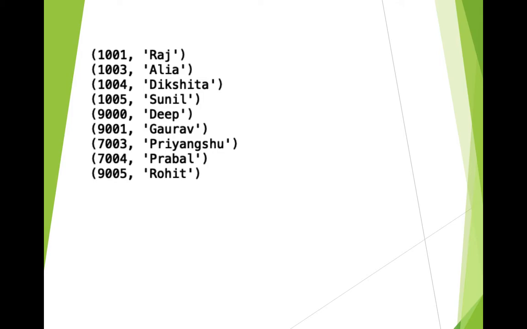Why is it not a user-friendly way of displaying data? Because it does not contain any proper margin. It does not even have the header information. Just by looking at this, you cannot say what these 1001, 1003, 1004, etc. are, and what this name signifies, that also we cannot make out from this output.